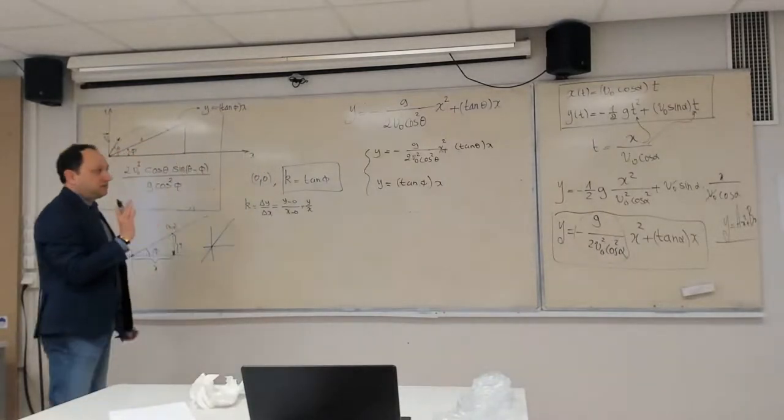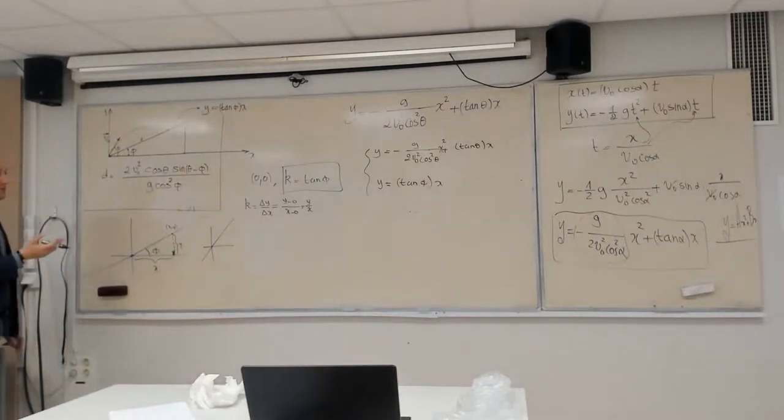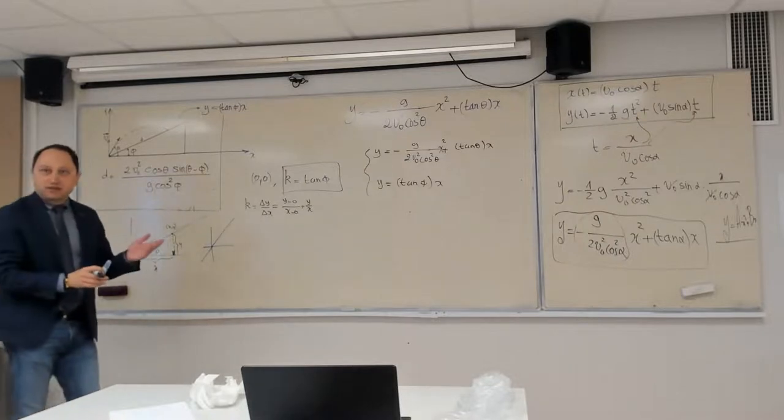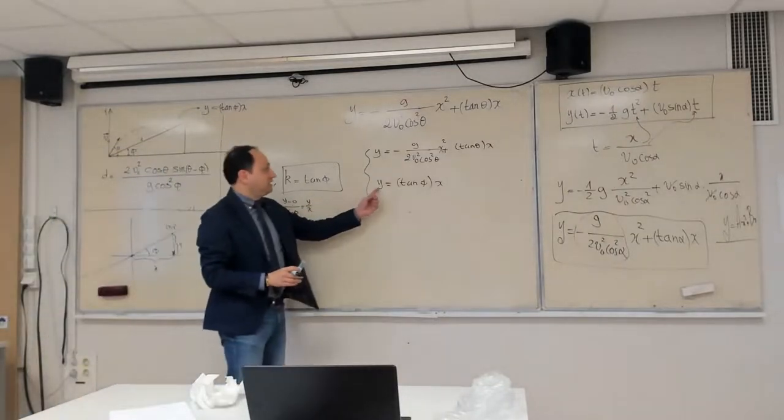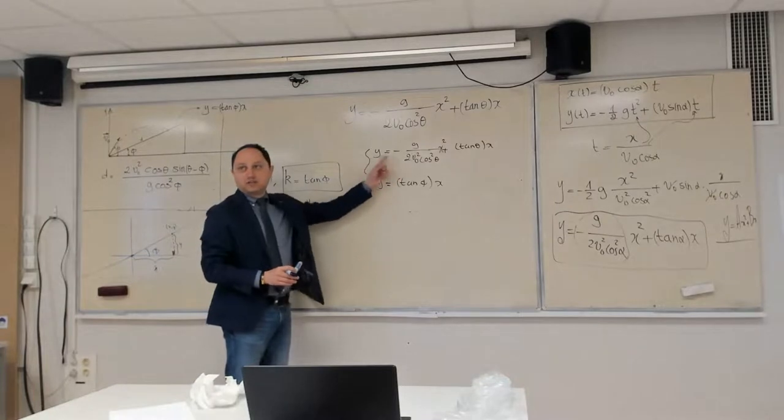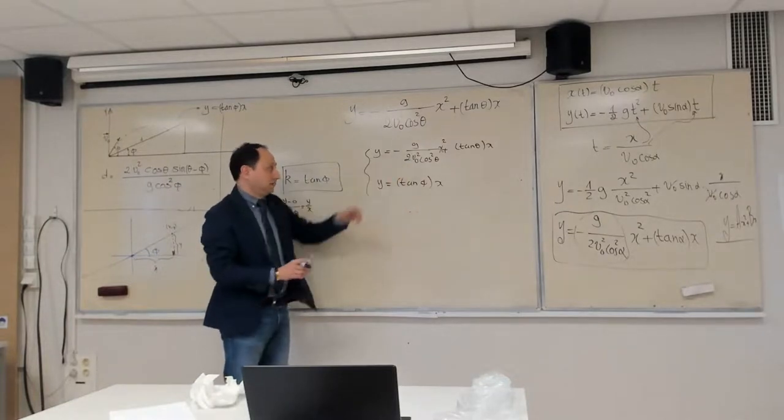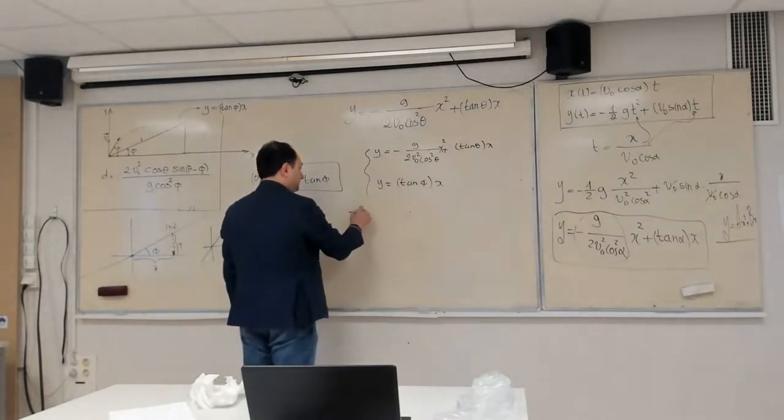The most effective tool for solving a system is the method of substitution, yes? I eliminate one of the variables. But it is clear it is easier to eliminate y, because y is this, y is this, I equate them. Yes, what happens?